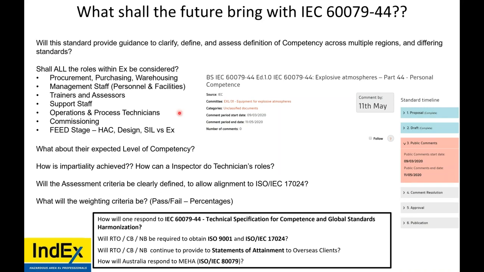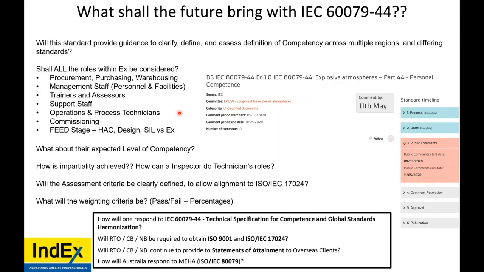So when we talk about all the different stages of the complete EX lifecycle, will all the roles be considered? Now, when we showed you that EX Lite, did procurement, purchasing, design, did they perhaps make a mistake? What about management staff? Management of personnel and facilities? Do they not need to be EX competent if they're managing their staff? If they tell them to do something, they should know what they're potentially telling them to do incorrectly.